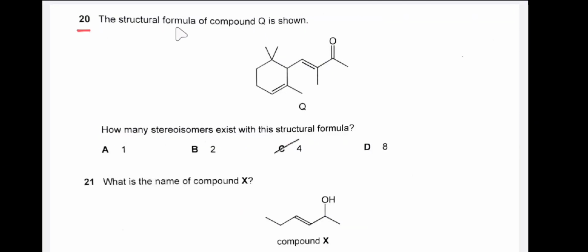In question number 20, the structural formula of compound Q is shown. How many stereoisomers exist with this structural formula? For the number of stereoisomers, we know the formula, that is 2 to the power n, where n is the number of double bonds, so we need to count the number of double bonds. We can see that a double bond is present and the double bonded carbon is attached to two different groups, so one cis trans isomer occurs. Another double bond is present with carbons attached to two different groups, that is another cis trans isomer. So two double bonds are present, so 2 to the power 2, that is 4. So the answer is 4.